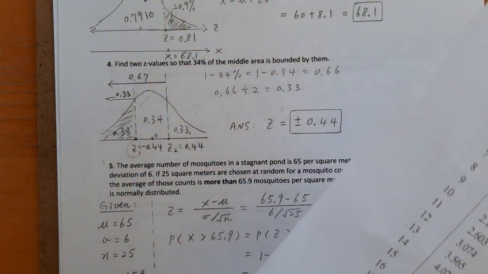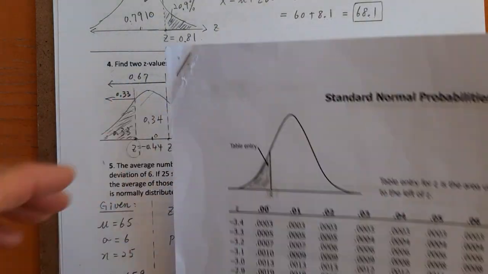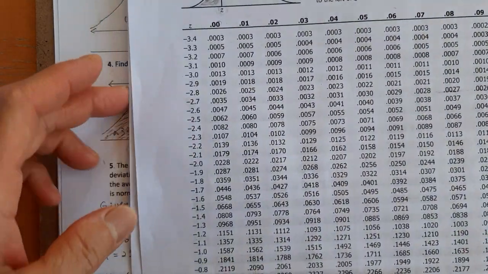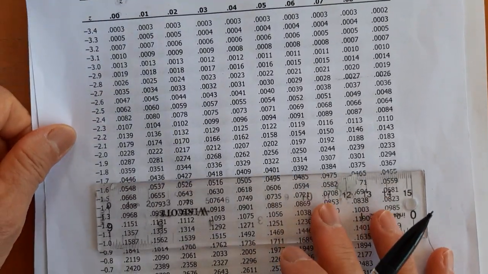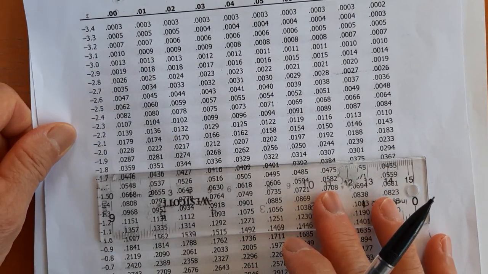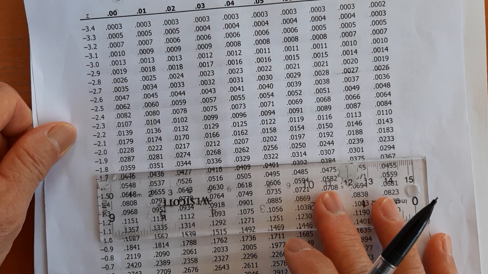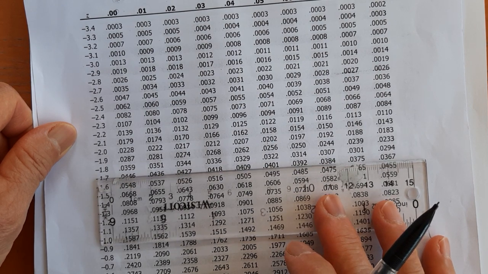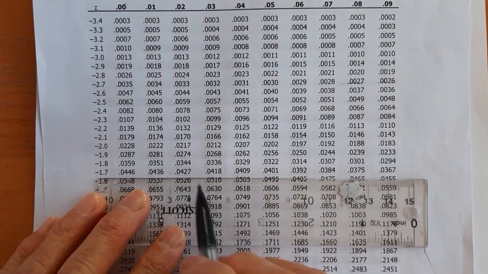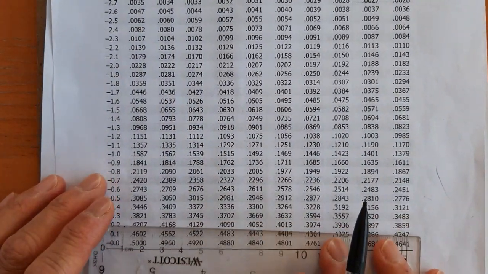So you look at the table. 0.33 is here, 0.33 here.